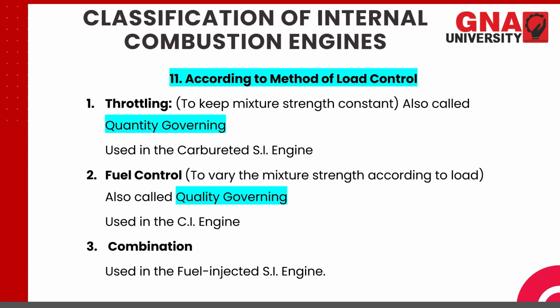Then fuel control, in which we vary the quantity of the fuel which we send into the cylinder. That is also called quality governing, and it is used in CI engines. Here pressing the accelerator will increase the amount of diesel going into the cylinder. Then the third is the combination. It uses both throttling, that is quantity governing and quality governing.